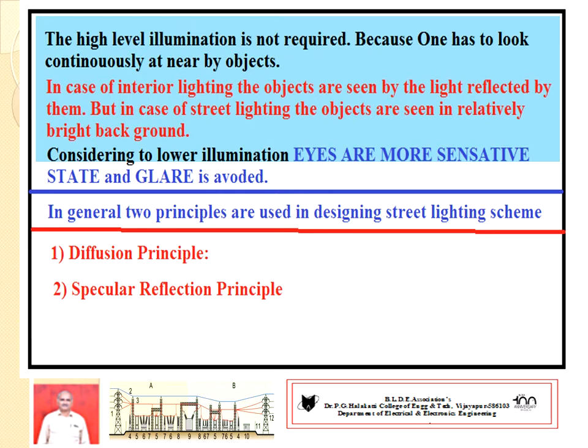In interior lighting, the objects are seen by the light reflected by them, but in the design of street lighting it is entirely different. The objects are seen by the relative brightness of the background. Hence the design of street lighting mainly depends upon two principles, either the diffusion principle or the specular reflection type principle.